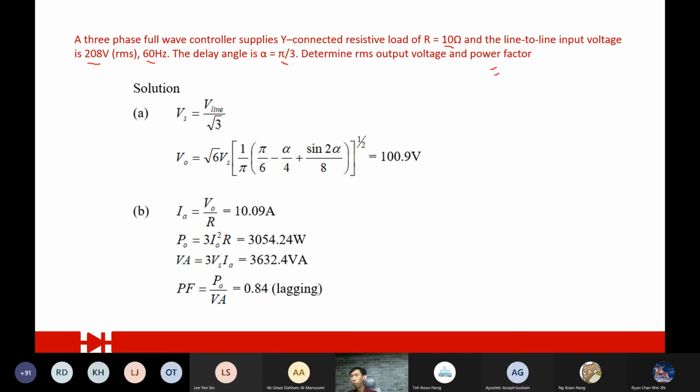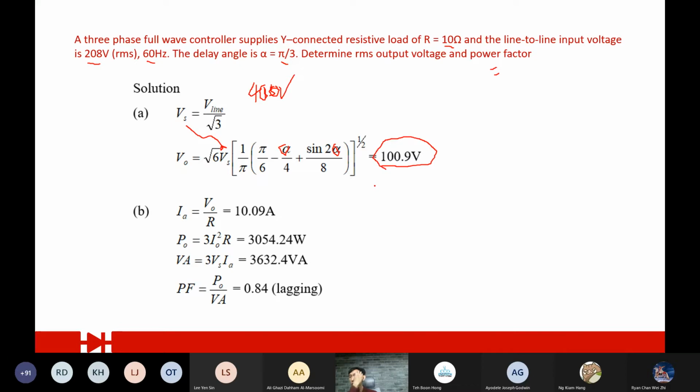So for Malaysia, the line voltage is 415. In the exam, I usually use the Malaysian system. Divided by square root of 3, you will get 240, unless I put 400, in which case you will end up with 230. So the VS, you just need to substitute in here. And of course, the angle here, you just need to substitute into the alpha. If everything is correct, you should get this number.